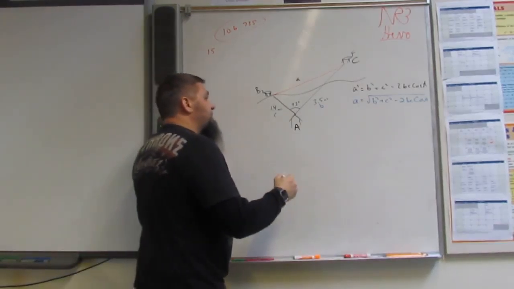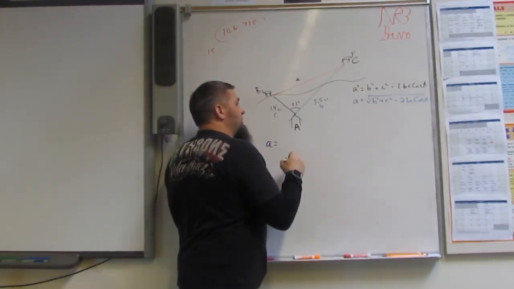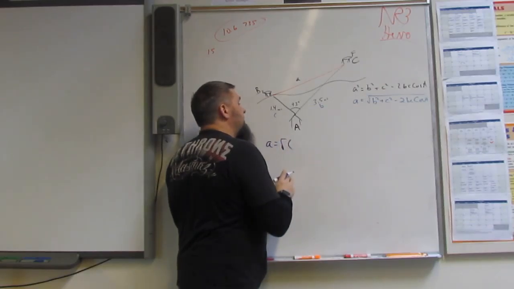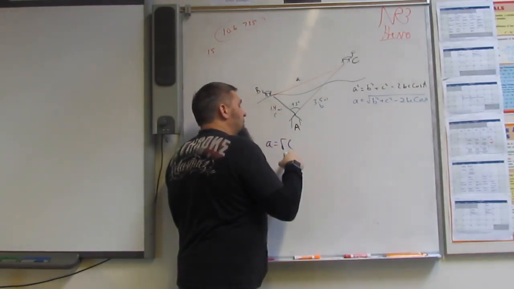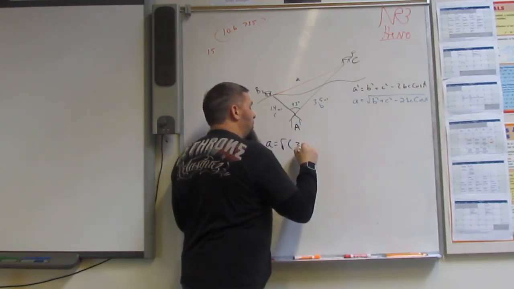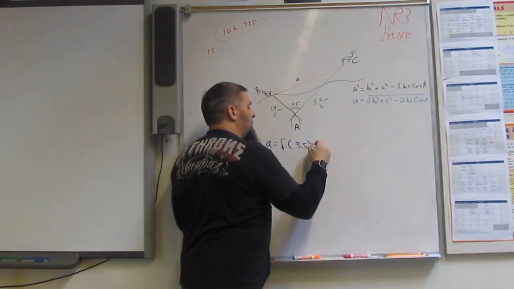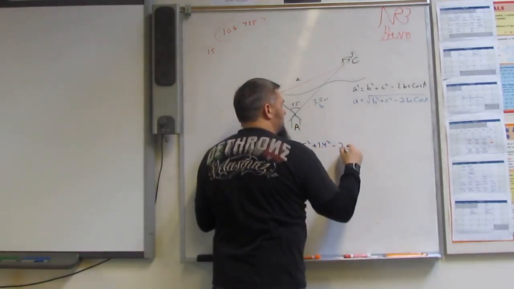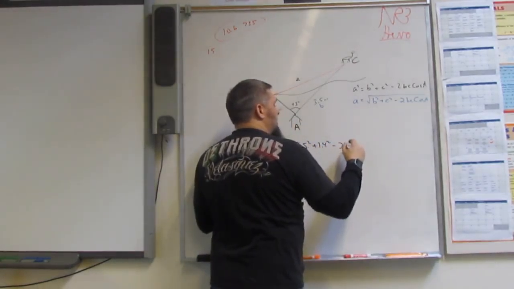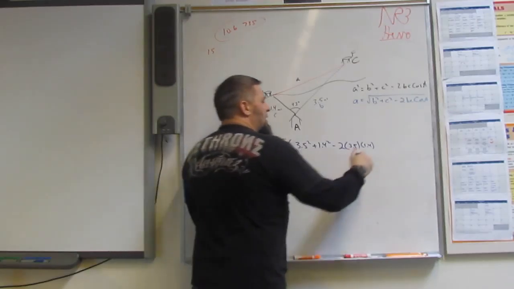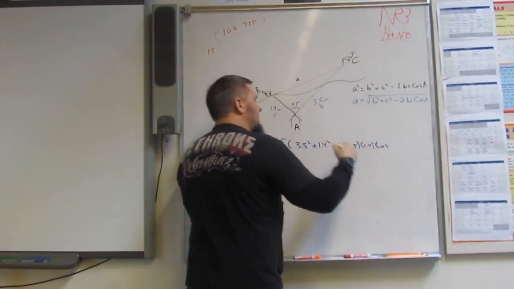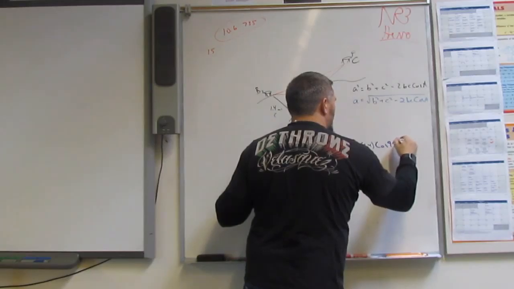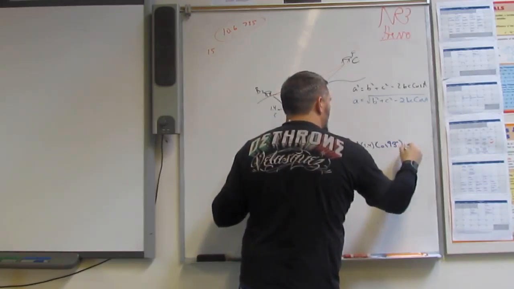Alright, so we have a is equal to the square root of b, which is 3.5 squared, plus c, 1.4 squared, minus 2b, which is 3.5, times c, which is 1.4, right? Times cosine of a, which is 93 degrees. Okay?